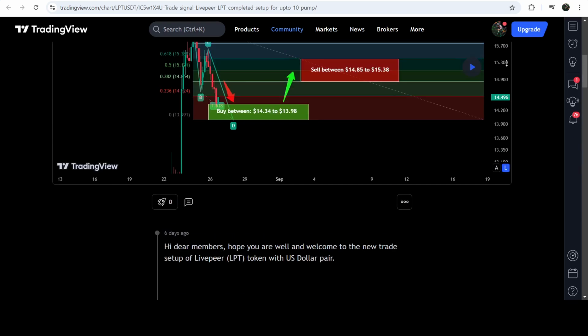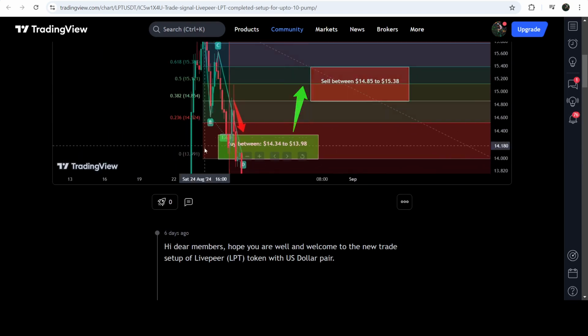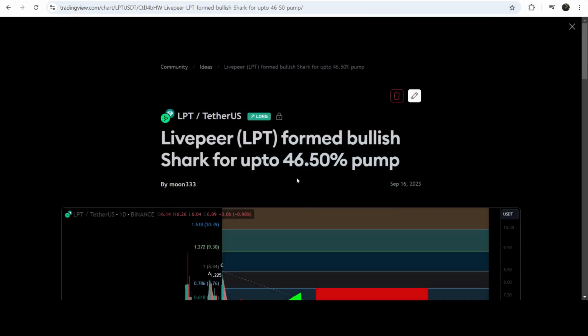And now if I play this chart, then you can see that the price has nicely moved up from this buying zone and reached the sell target zone here. And before that, we caught almost a 400% very massive pump.